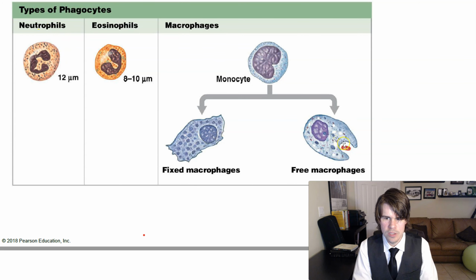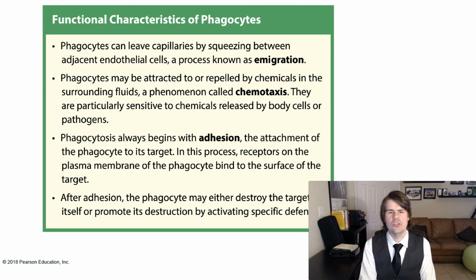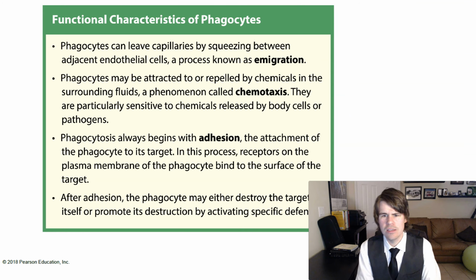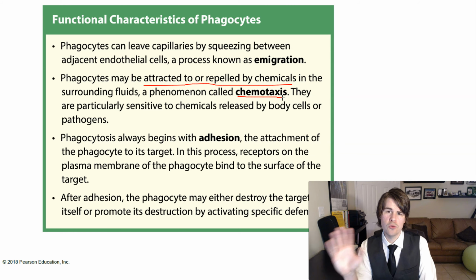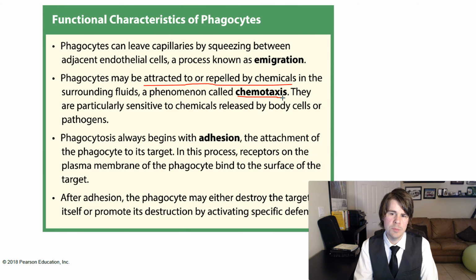And there are fixed ones and free ones. Free ones, of course, are roaming. But how do they know what to attack? Well, phagocytes can be attracted or repelled by certain chemicals. Right here is very important on this slide. This is called chemotaxis, the movement toward or away from a certain chemical substance in the environment. They're sensitive to chemicals released by body cells or pathogens.